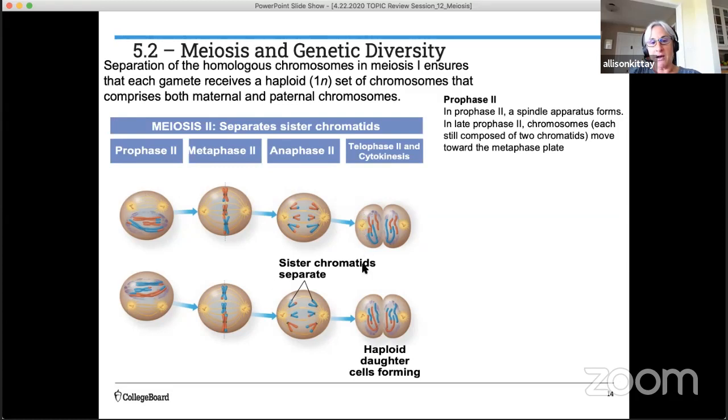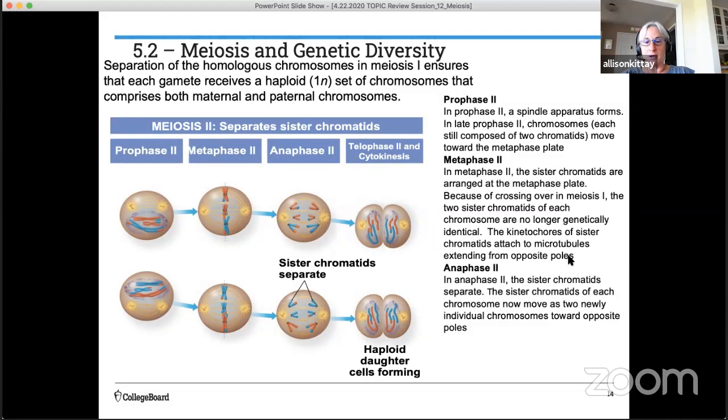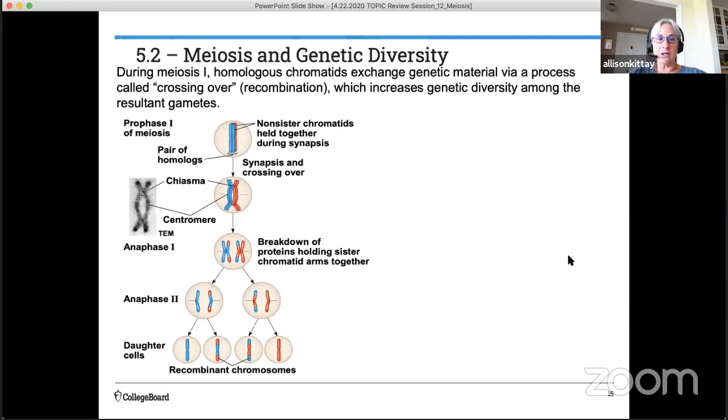And at the end of meiosis 2, you have 4 haploid cells with chromatids or chromosomes that are different from each other and from the parent cells that they came from. Again, it's really important to understand that a similarity is in the mechanism, the spindle mechanism that moves those chromosomes. Okay, so now let's go back and take a look at what happens in prophase 1.